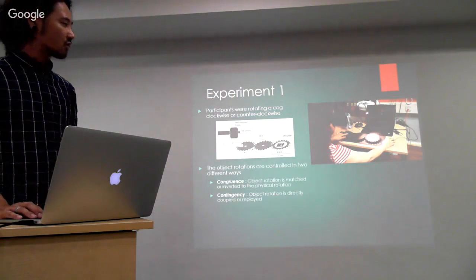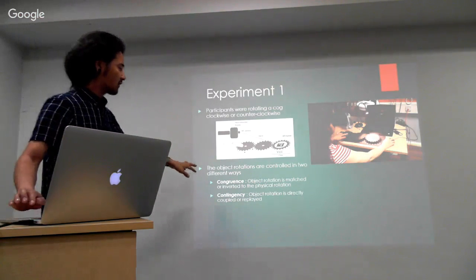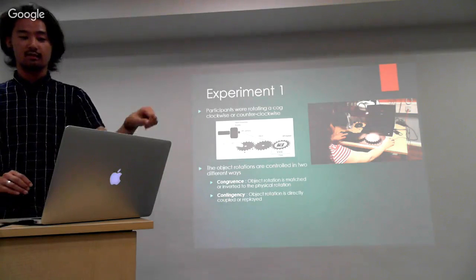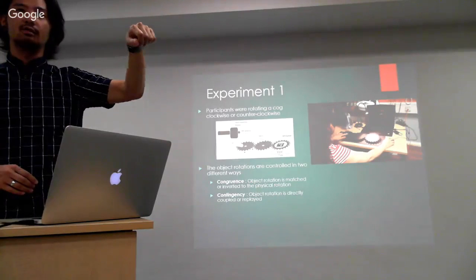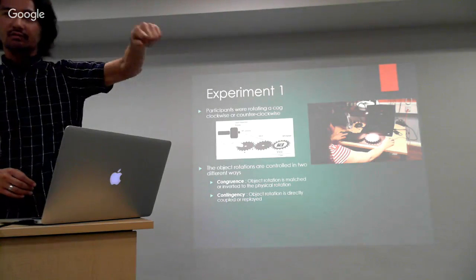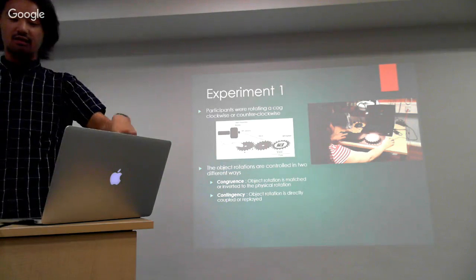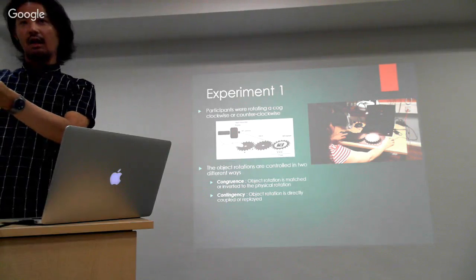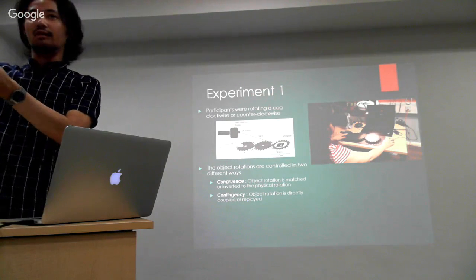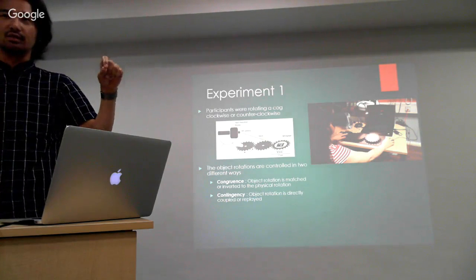And we controlled the sensory motor coupling in two different ways. The first one is congruence. In every single trial, people are asked to rotate a table or cog left or right, clockwise or counterclockwise. But they see the object appearing behind the mask rotating the same way or a different way. So that's the congruent condition.